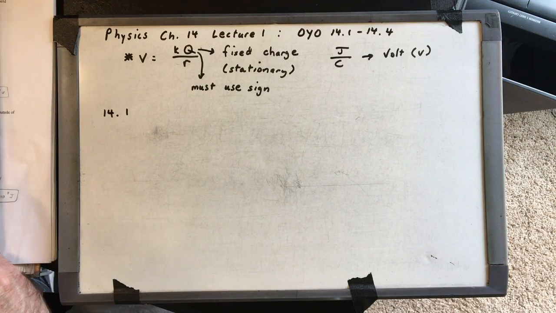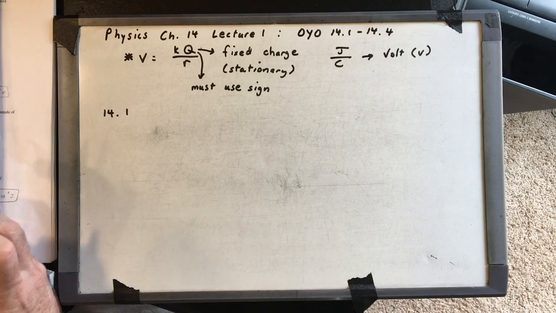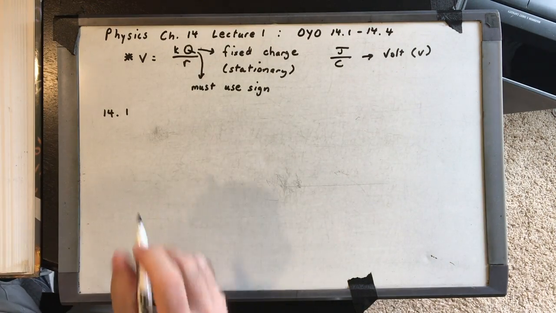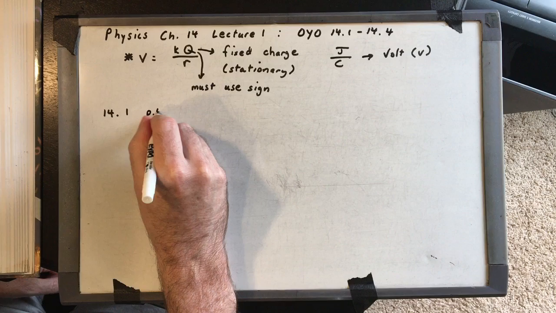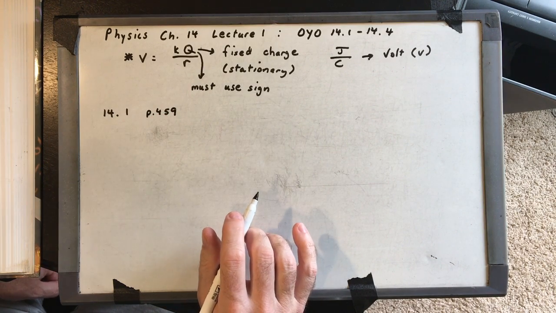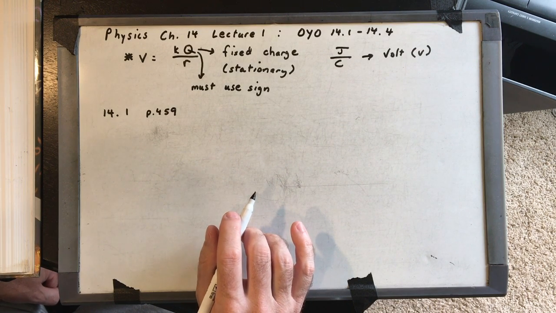So let's look at on your own 14.1. In your book, if you're following along, this is on page 459. It says a negative 2.1 millicoulomb charge is anchored so that it can't move. A plus 4.1 coulomb charge is placed 61 centimeters from it.